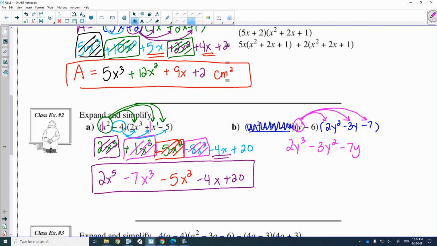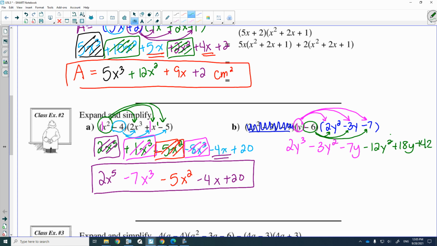When you're done distributing the first term, circle the second term, which is the negative 6, and get that in. Okay, negative 6 times 2 is negative 12y. Sorry, negative 12y squared. Negative 6 times negative 3 will give you plus 18y. And then negative 6 times negative 7 will give you what? Yes.